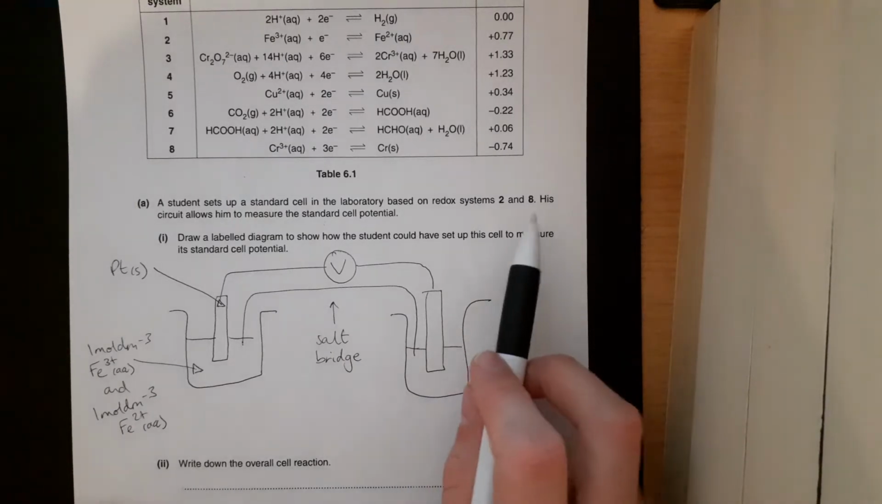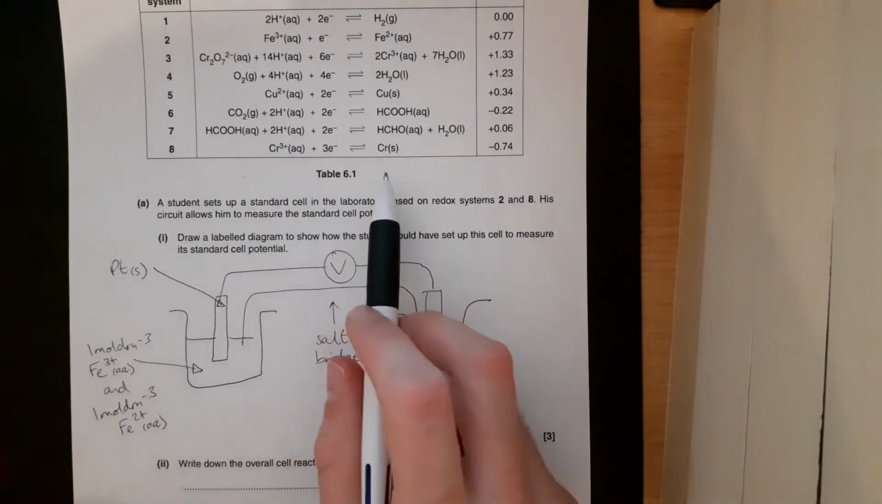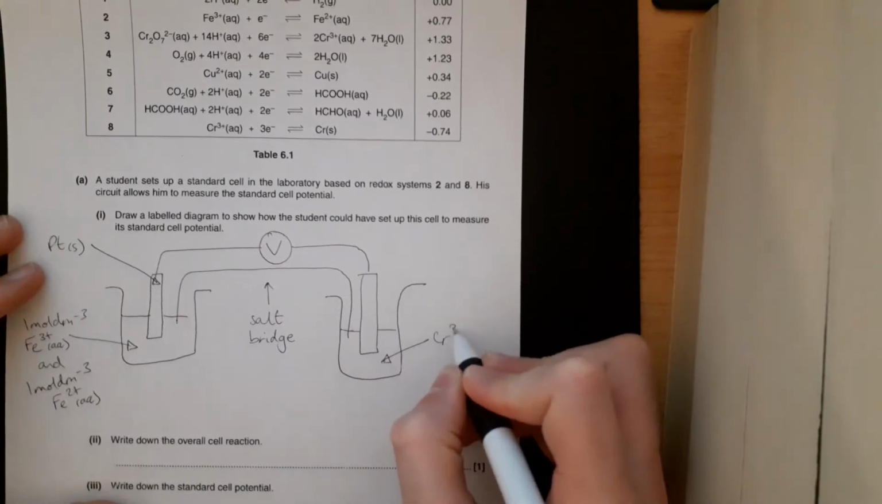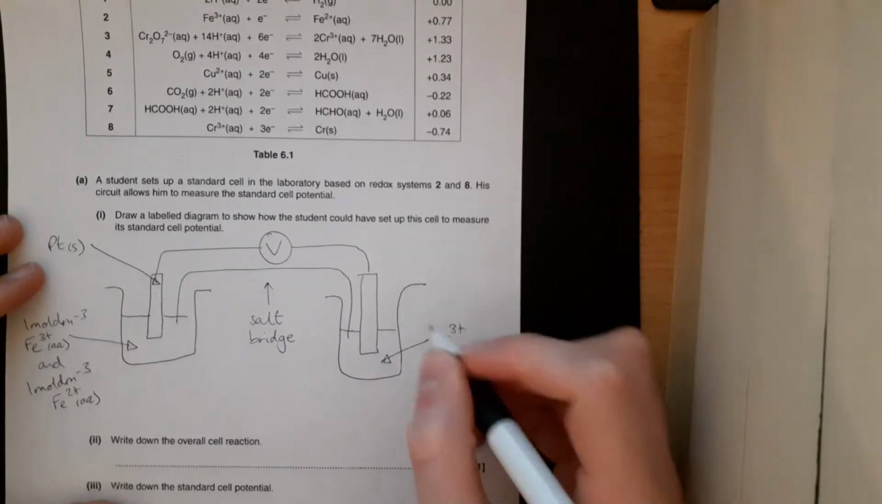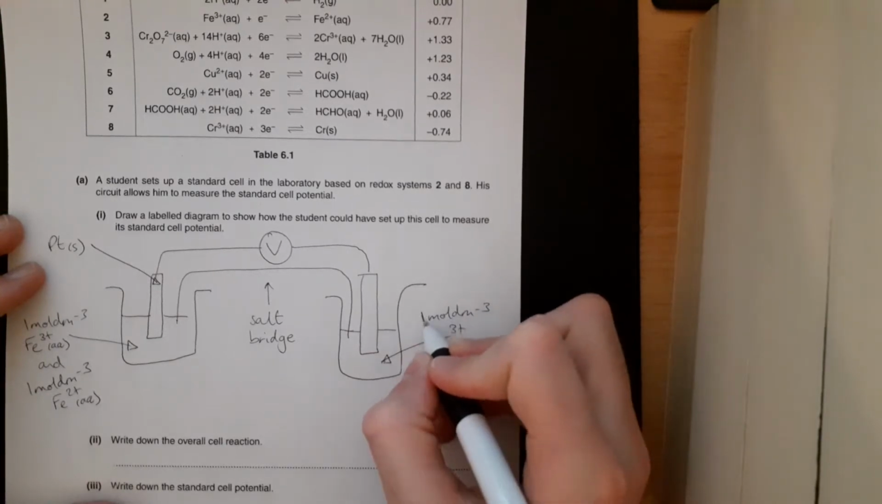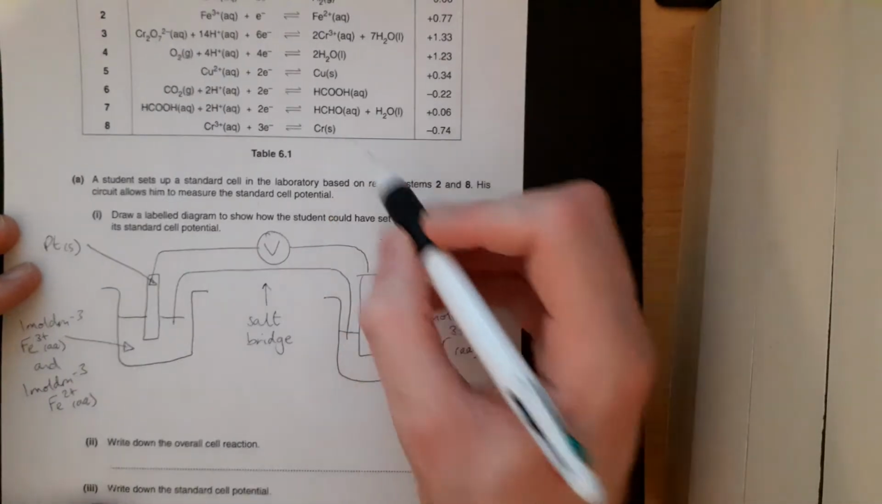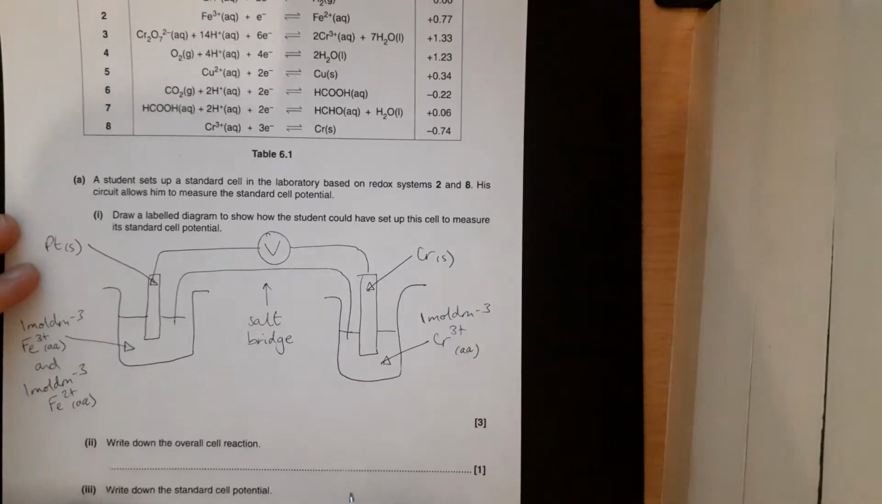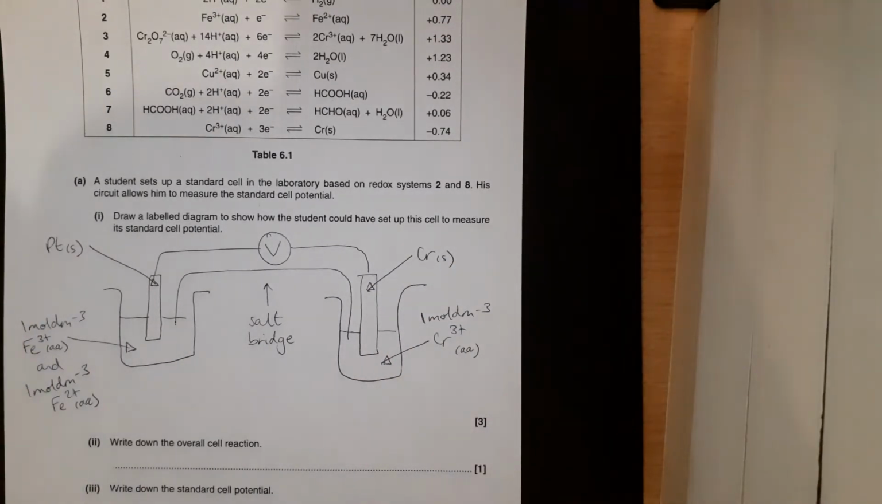The other one is redox system 8, which is this chromium one. So this is chromium 3+ in the solution. And again, we want that to be 1 mole per decimeter cubed if it's going to be the standard cell potential, and chromium solid as the electrode. That should be it, I think. We've got our circuit, we've got our voltmeter, we've got a salt bridge, we've got the electrodes, and we've got the solutions labelled up, so I think we're good.